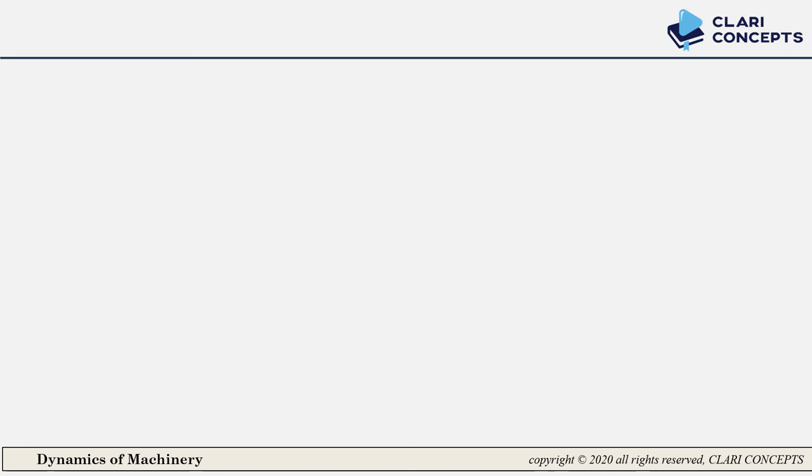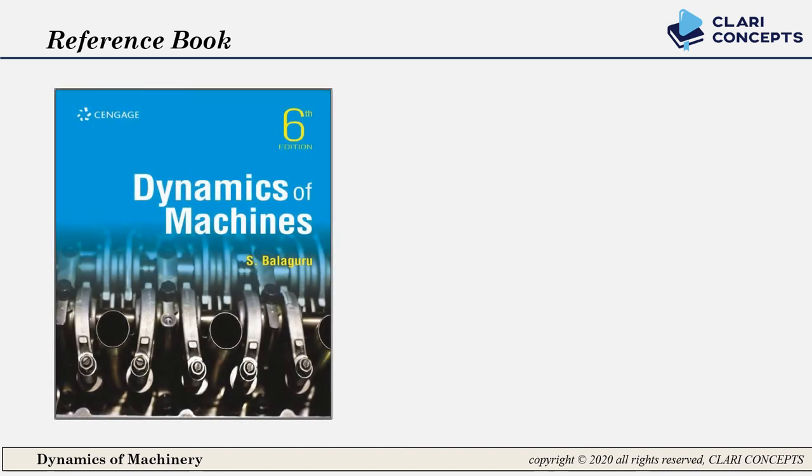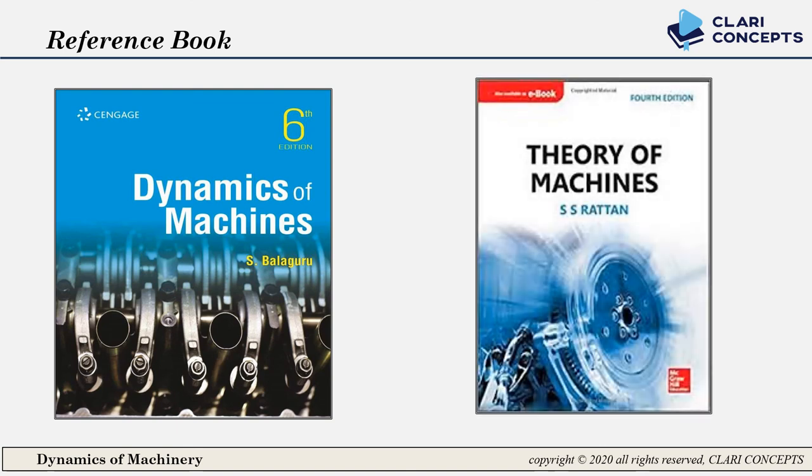Now we move to the reference books. I suggest you 2 books. One is Dynamics of Machines by S. Balaguru, and another one is Theory of Machines by S.S. Ratan. The first book by Balaguru is famous for the concepts, whereas the second book is famous for the numericals. You will find different kinds of numericals in S.S. Ratan.